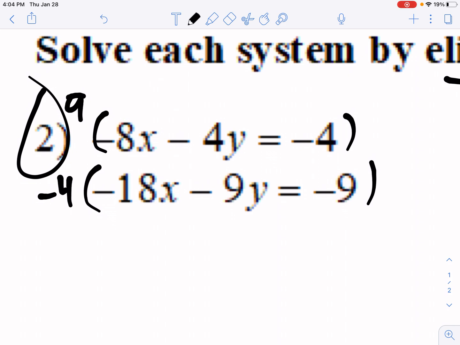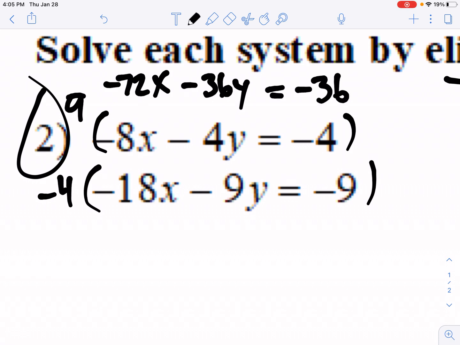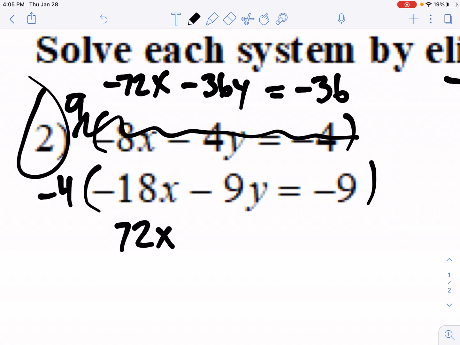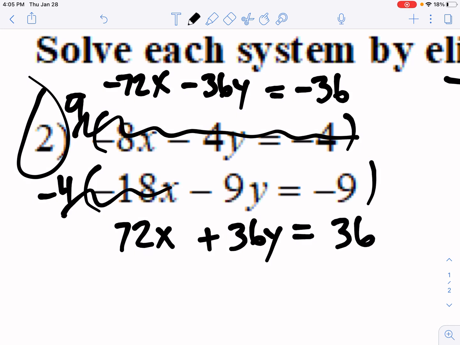Well, 9 times a -8x is going to give me -72x. 9 times a -4 is going to give me a -36y. And then we have 9 times a -4 again to get a -36. This is our new equation. Dropping down to the second equation, we have a -4 times a -18. Two negatives make a positive, so we're going to get 72x, okay? Then we have a -4 times a -9. Two negatives make a positive. 4 times 9 is 36y. And then we have a -4 times a -9. Again, that's also going to be a positive 36. And this becomes our new equation.